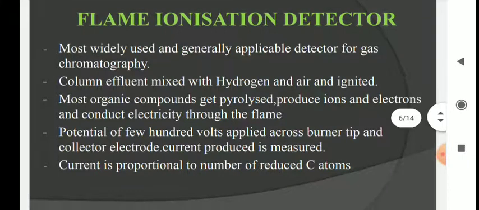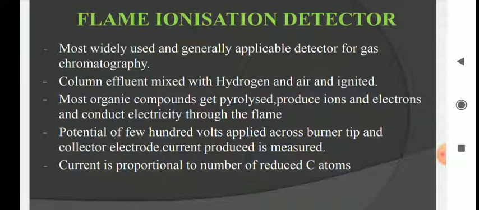A potential of a few hundred volts is applied across the burner tip and the collector electrode, and you get current due to the ions and electrons which are formed by the ignition of the compounds in the eluent. Current is proportional to the number of reduced carbon atoms.